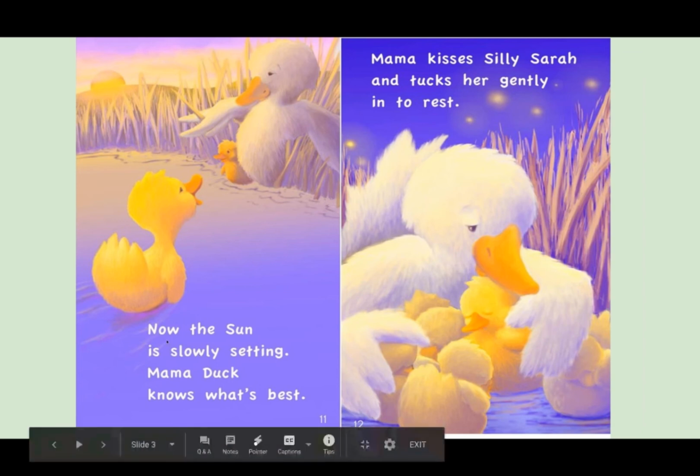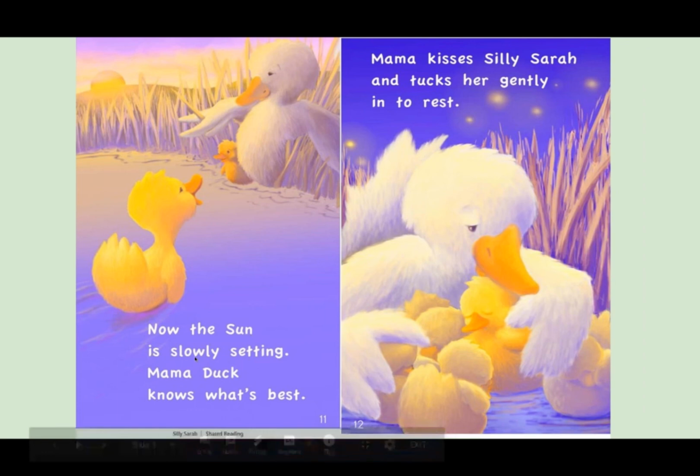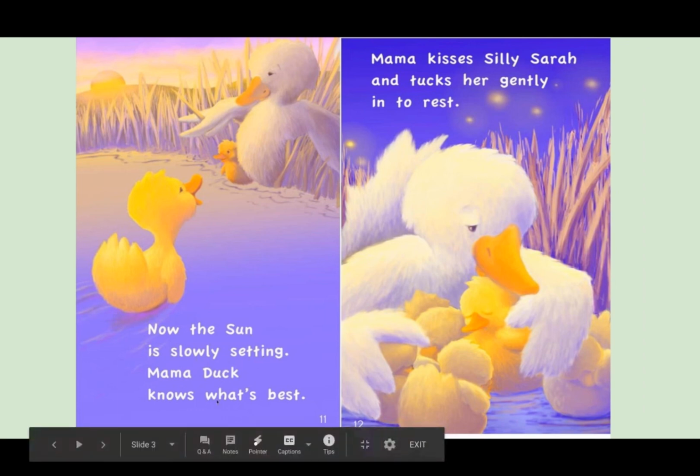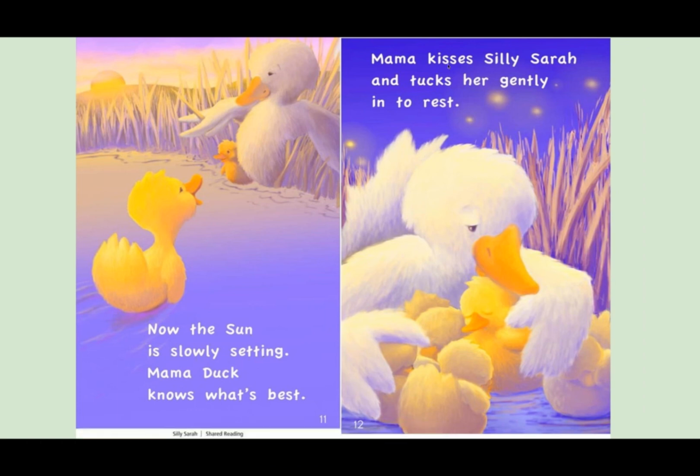I'm going to read the last parts one more time. Now the sun is slowly setting. Mama Duck knows what's best. Mama kisses Silly Sarah and tucks her gently into rest.